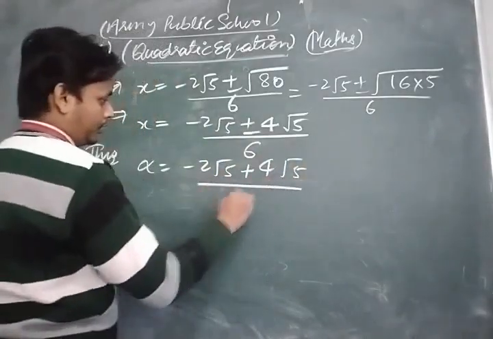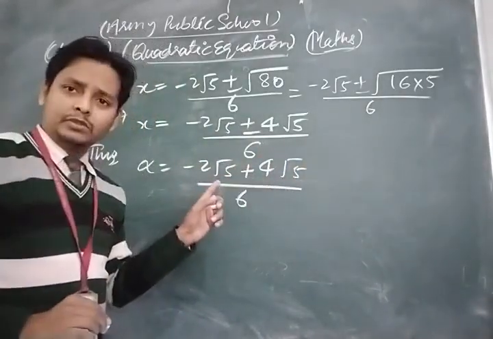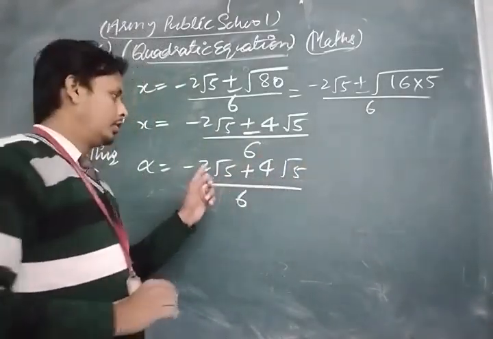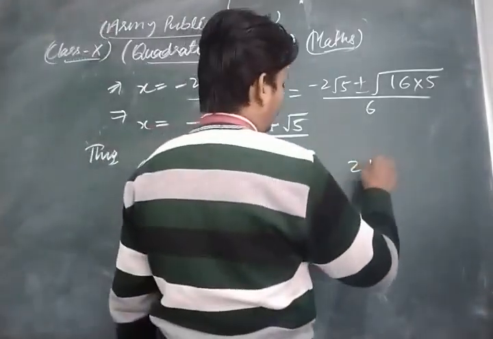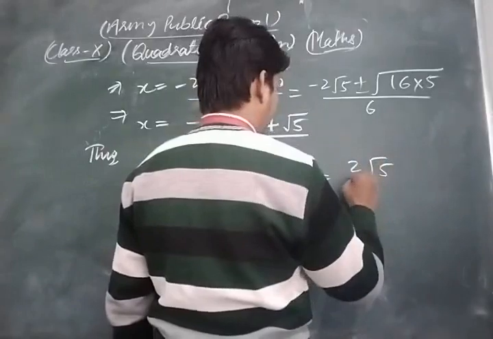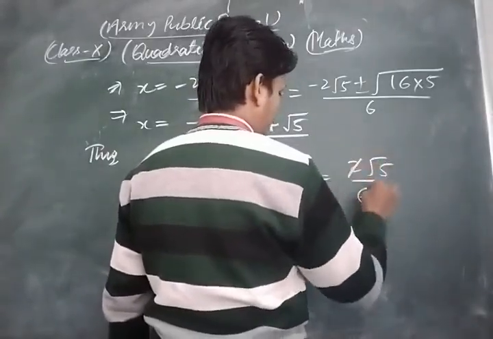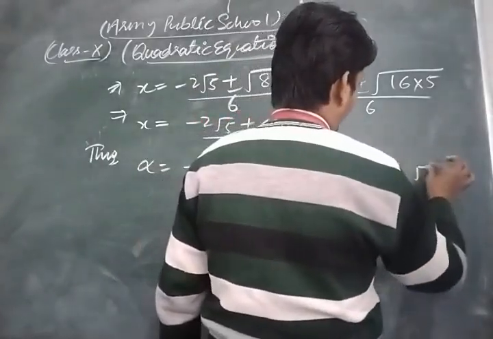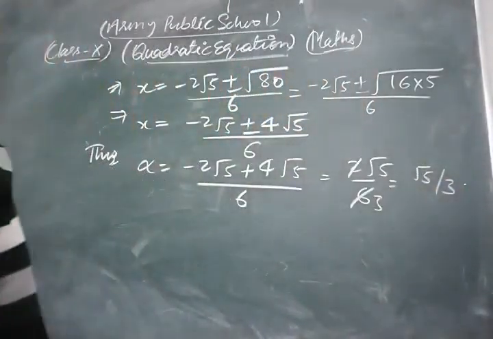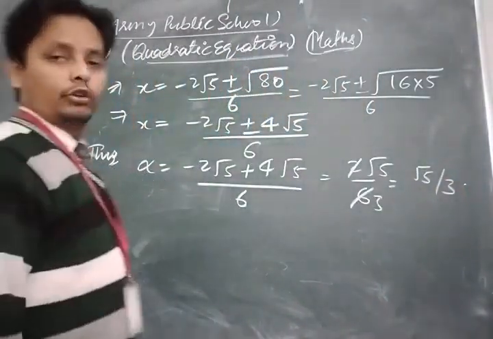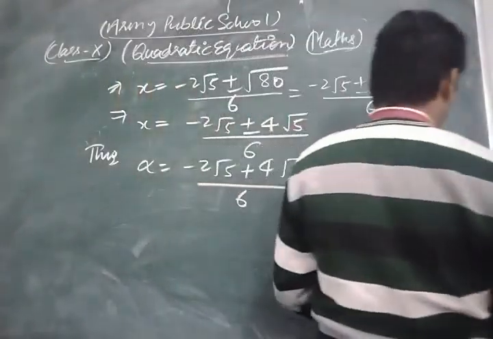plus 4 root 5 upon 6. Both are like terms, no? So now plus 4 minus 2, that is plus 2 is left. So 2 root 5 is left upon 6, 2 3s are 6. 2 root 5 upon 3. This is the first root of the given quadratic equation. This is the first answer.